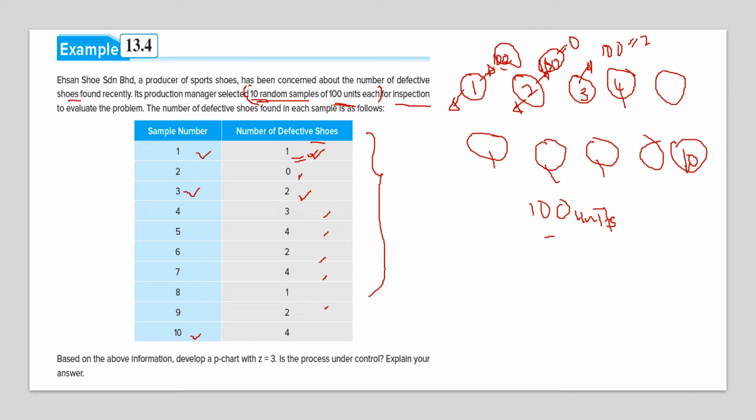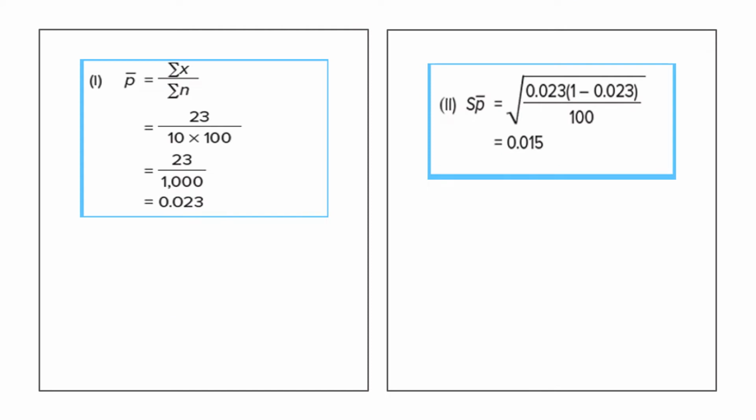Okay. So the question here says, based on the above information, develop a P chart with Z equal to 3. Is the process under control? Explain your answer. So you are required to develop a P chart first with Z equal to 3. Later I will explain what is meant by Z equal to 3. Okay, the first step is to calculate the average fraction defective. So P bar symbolizes the average fraction defective, and the formula is summation of x divided by summation of n. X here stands for defects, barang rosak. And n here stands for samples.